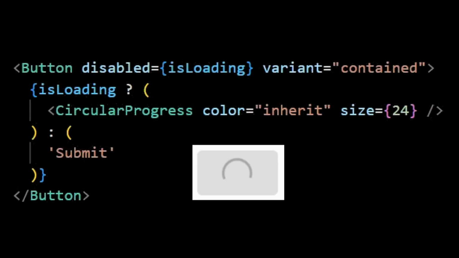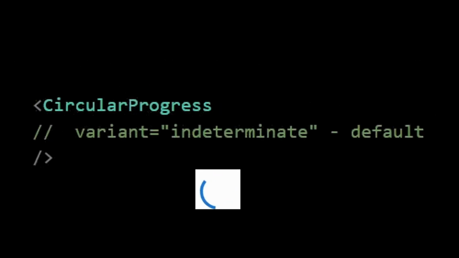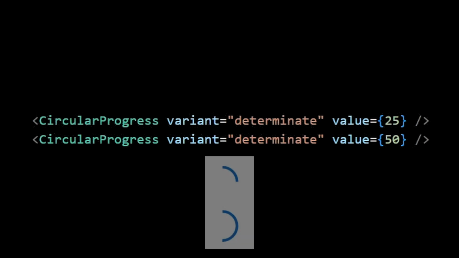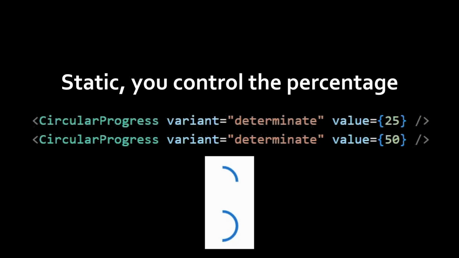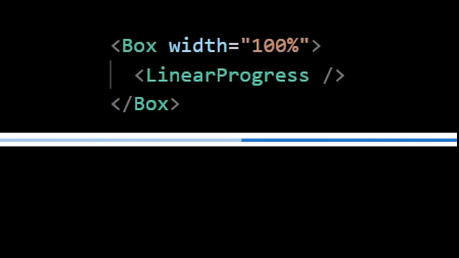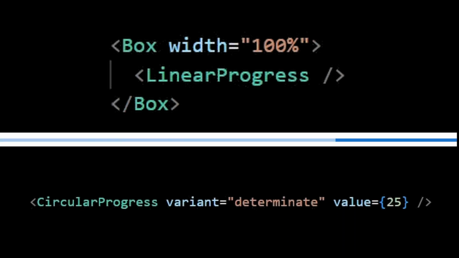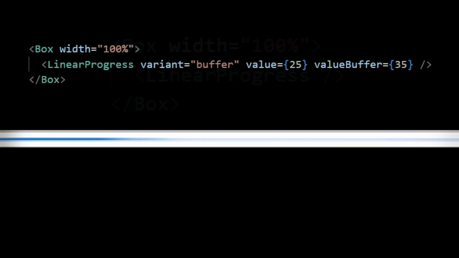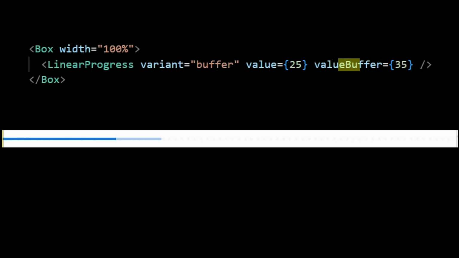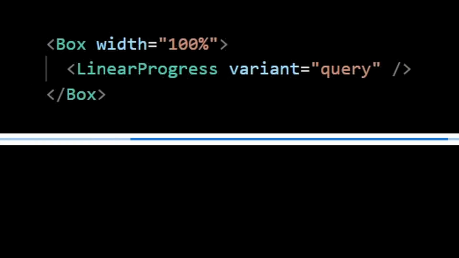In the last video, I told you about the loading button. Well, it is achieved by using the circular progress component. By default, it has a variant of indeterminate, but you can set it to determinate and set your own values for it. Useful when you have different loading states. You can also change the color with the theme's values. If you prefer a progress bar, then you might opt for the linear progress instead. It accepts the same props as circular progress with additional variants called buffer. In this case, you will need to provide a value for the buffer as well, and query, which is just a change of animation on the progress bar.